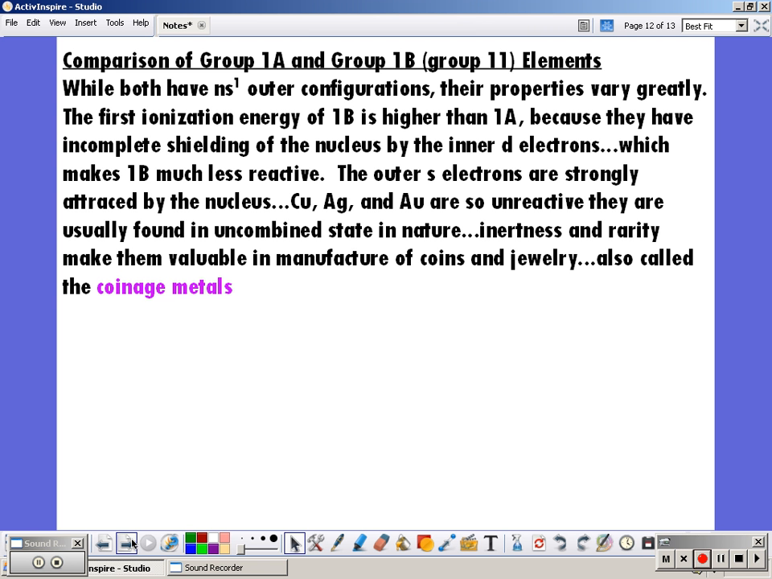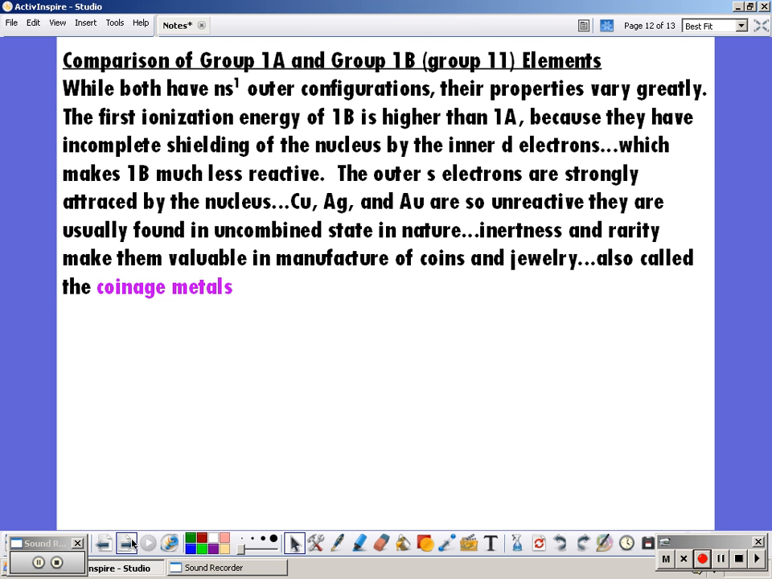Copper, silver, and gold are actually unreactive, so they're usually found in nature by themselves. The inertness, or the non-reactivity of them, and the rarity of them makes them valuable for manufacturing coins and jewelry. So that's really why we use copper, gold, and silver, and why they're worth money to us. So that one particular group can actually be referred to as the coinage metals.